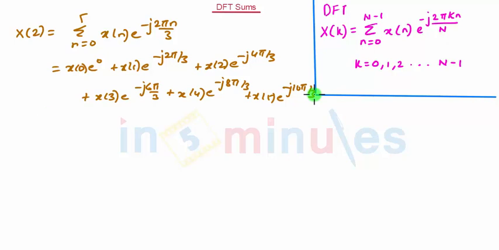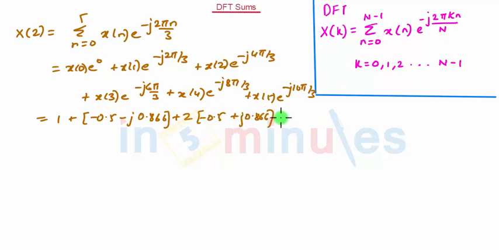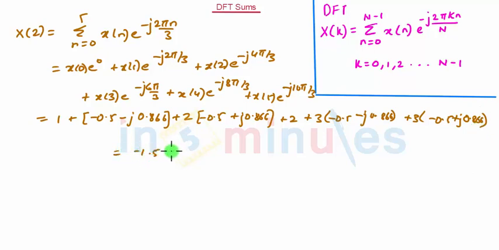So we finally get 1 plus minus 0.5 minus j 0.866 plus 2 into minus 0.5 plus j 0.866 plus 2 plus 3 into minus 0.5 minus j 0.866 and again plus 3 into minus 0.5 plus j 0.866. Finally we get the value as minus 1.5 plus j 0.866. We will find out for k is equal to 3.